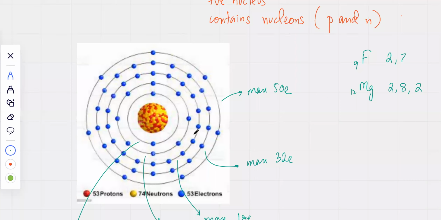Let me just find a proper image. Just 1 second. Probably I would have to draw this.